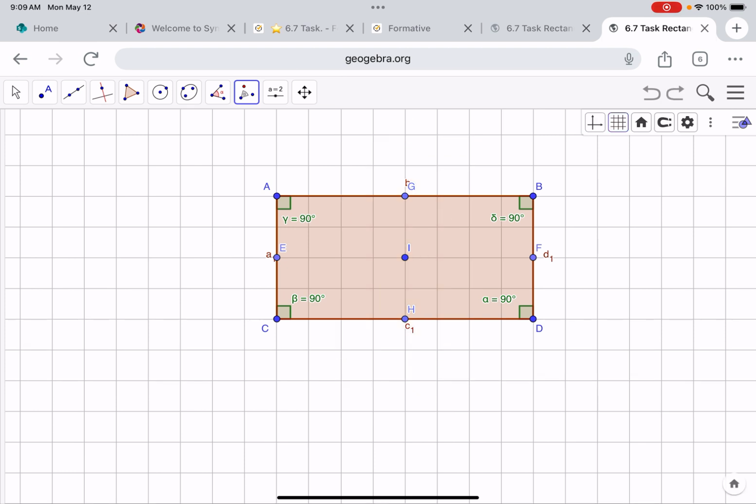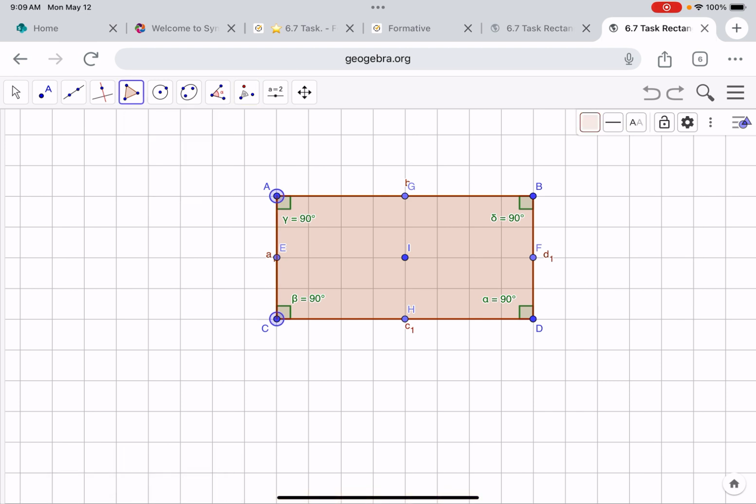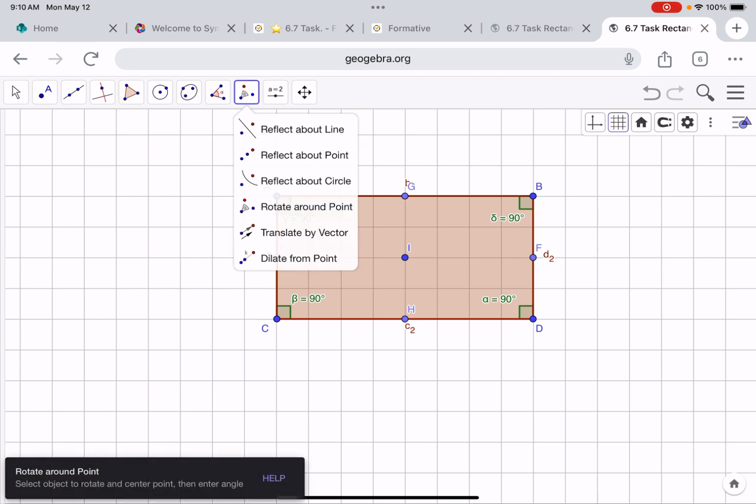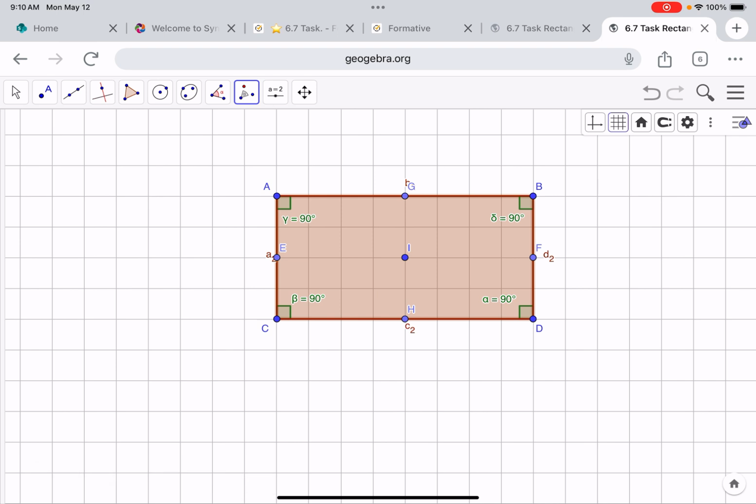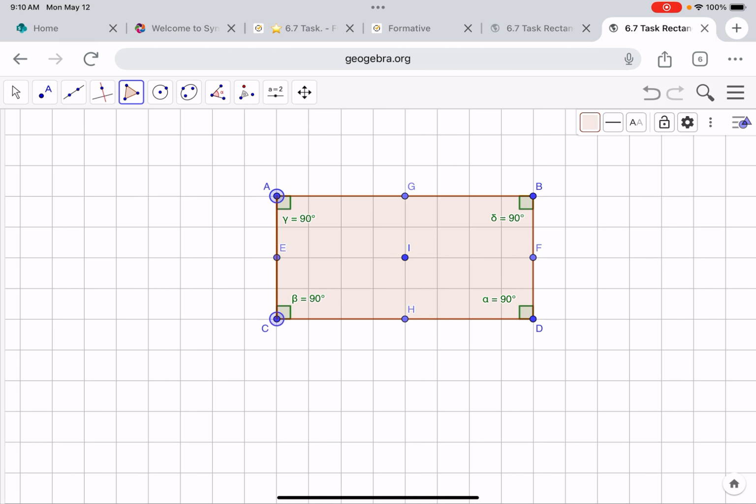I'm gonna see if I can undo that step. Yep. So now, I'm not sure if my polygon is still saved there. I'm gonna trace it again just in case. All right, now I'm going to rotate around a point again. I need to put my point there again. I need to redo my polygon one more time. A, C, D, B, A.